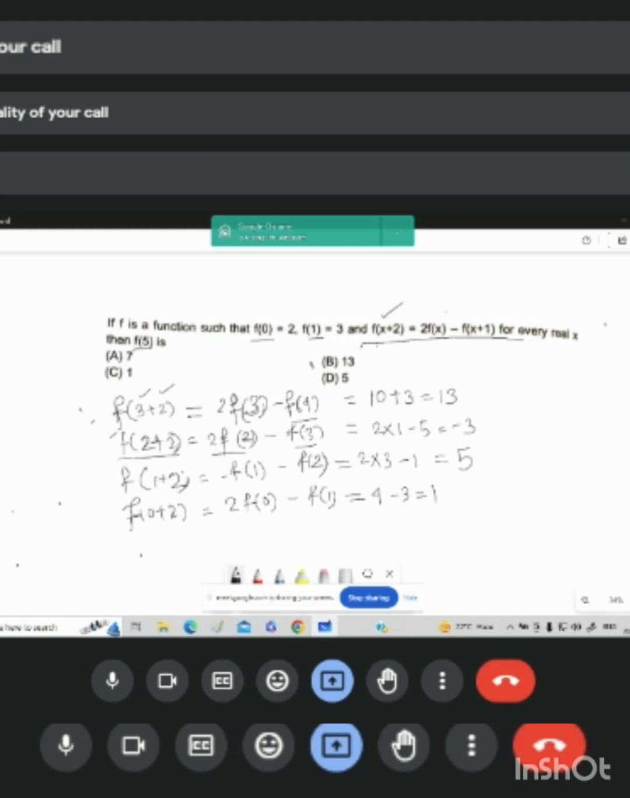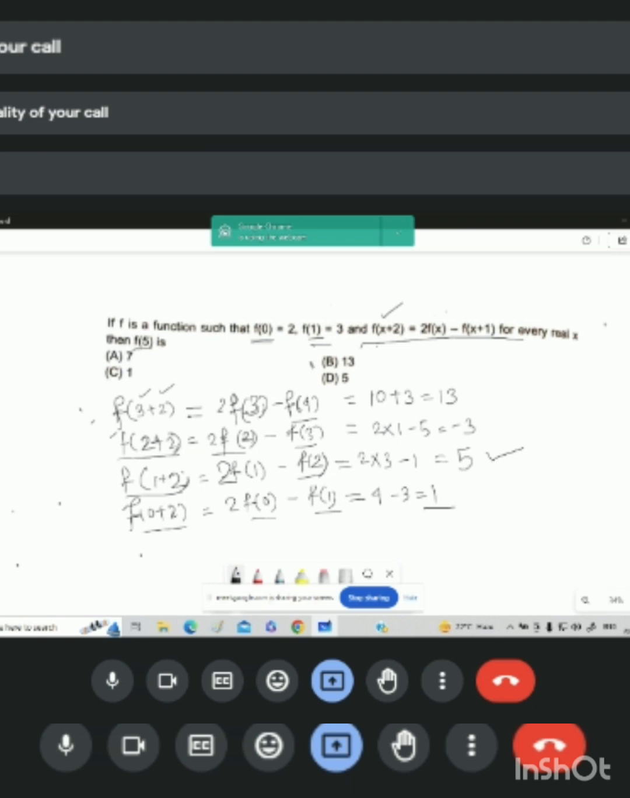Again, to find f3, you have to put the value of x as 1 in f(x+2) equals 2f(x) minus f(x-1), and finally get the value of f2 by putting the values of f0 and f1, and f0 and f1 have been given in the question. So we get the value f2 as 1, and by putting the value of f2 in the previous equation we get the value f3 as 5.